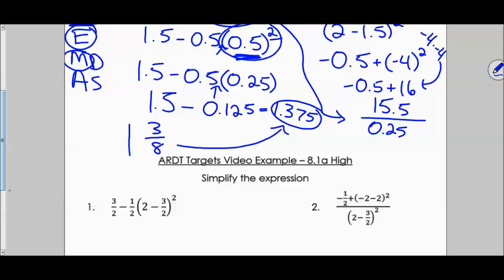And now it's just a division problem. 15.5 divided by 0.25. You'll see that the number goes up, and that should happen. We're dividing by a decimal. Should become a bigger number. It's really the same thing as times 4.